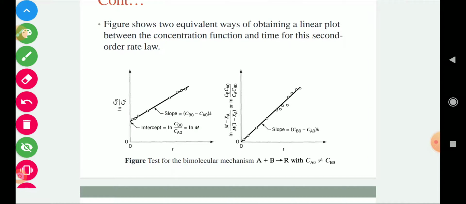This holds if the reaction follows second order kinetics. But if we do not get a straight line, it means our assumption is wrong, and we have to try a different rate expression or a different order of reaction.